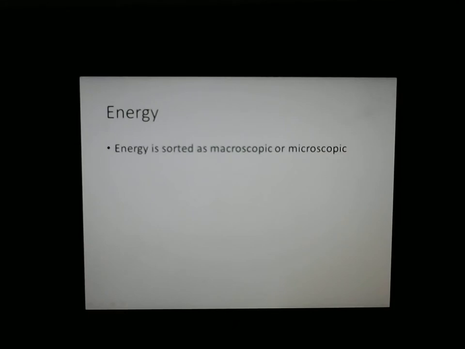A macroscopic energy is one that's exhibited by the whole object. Gravitational energy, how high something is; kinetic energy, how fast it's moving. These are two examples. The energy is a property of the whole system.